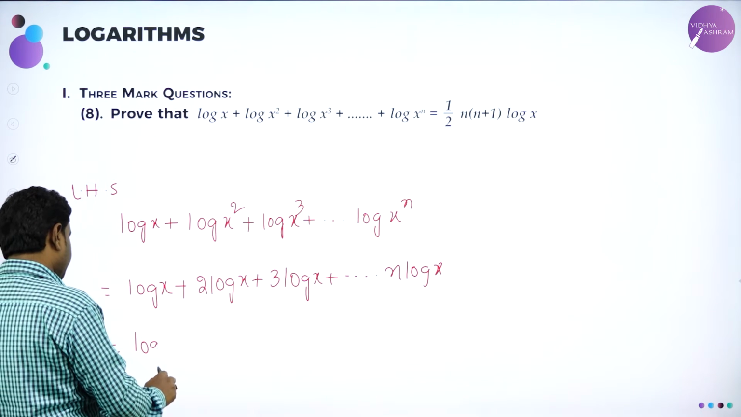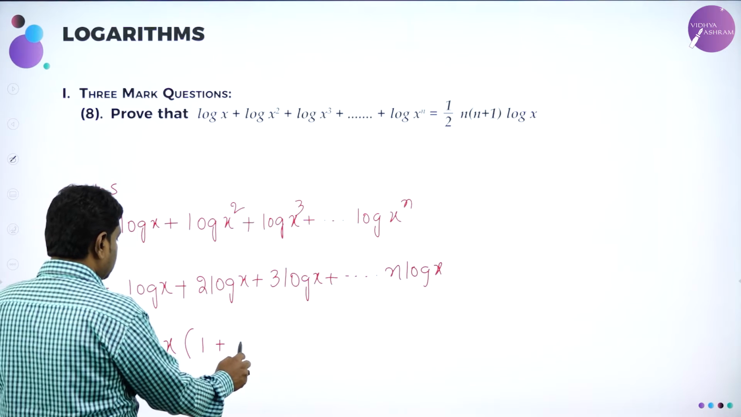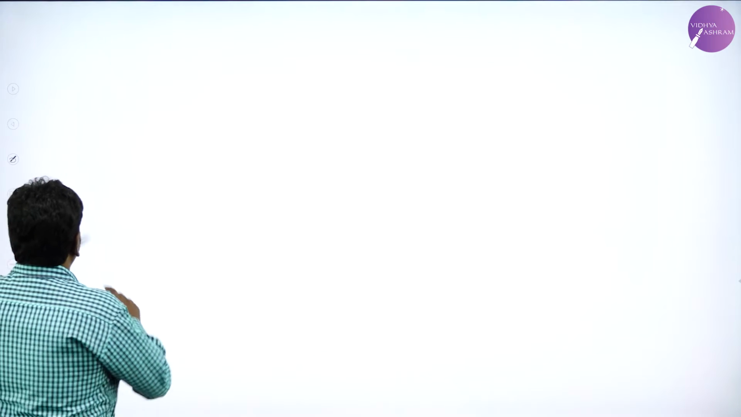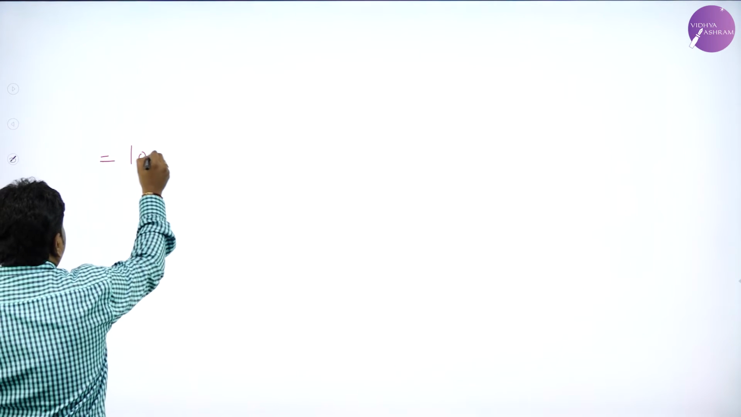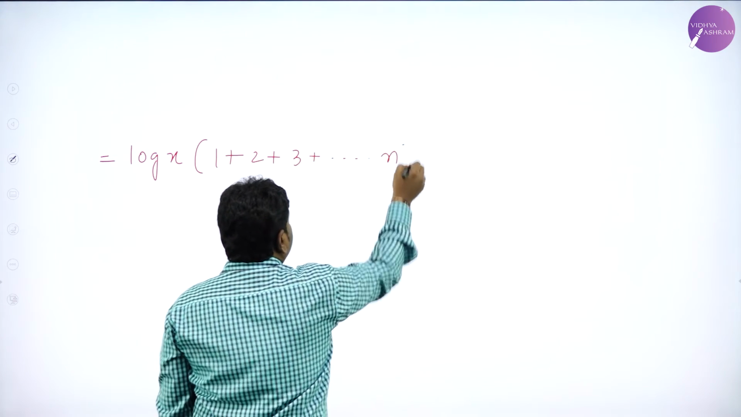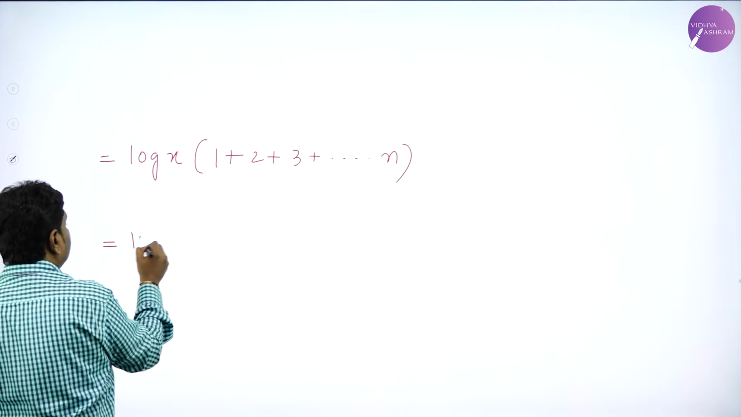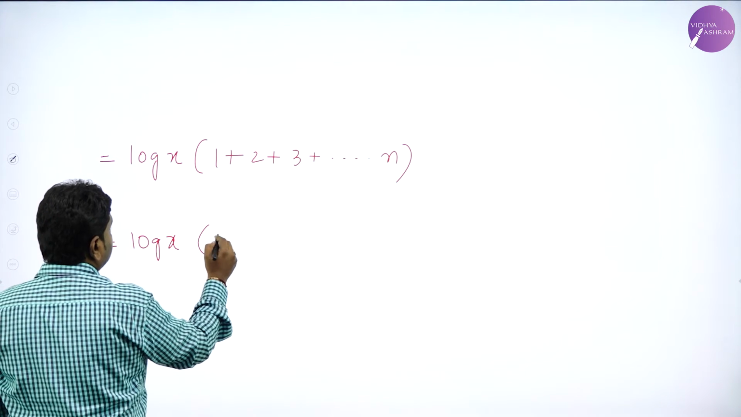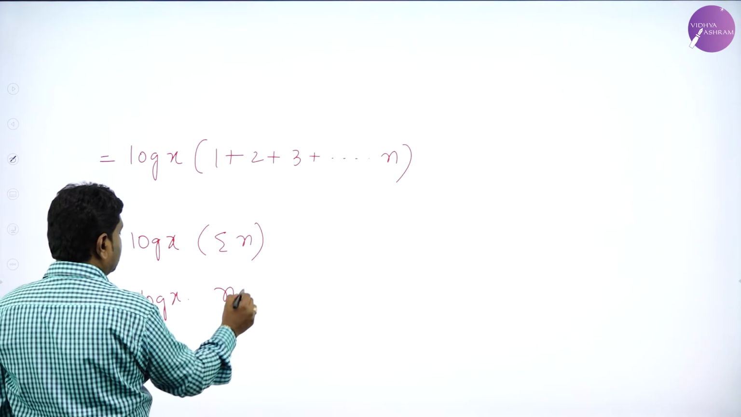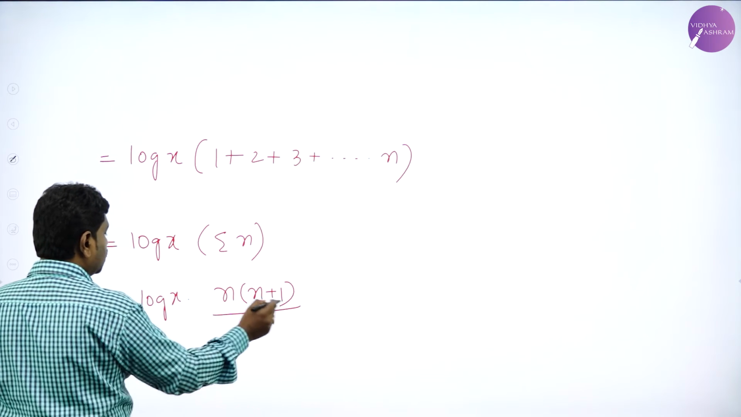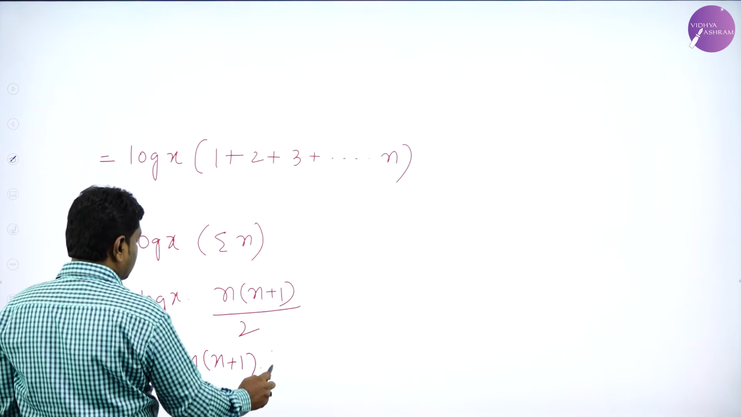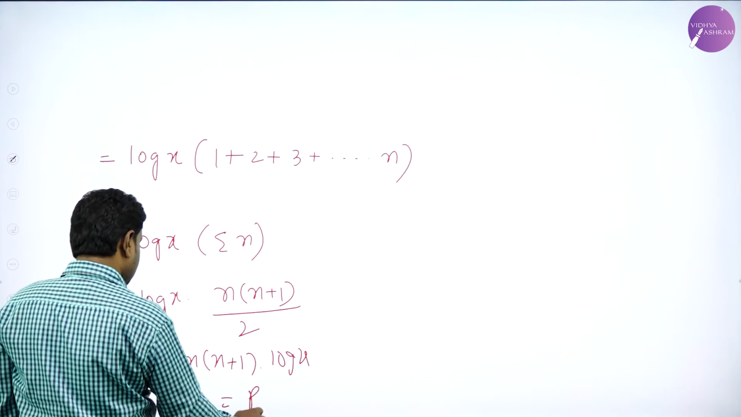I'll take log x out. What is left? I am left with 1. This will become 2. This will become 3. So on till n. So now use the summation. Now we are left with log x into 1 plus 2 plus 3 plus so on till n. So this I can write as log x into sigma n. What is sigma n? Sum of n terms. Sum of n terms, we have the direct formula n into n plus 1 by 2. Or I can write 1 by 2 into n plus 1 into log x. This is RHS. Hence the proof.